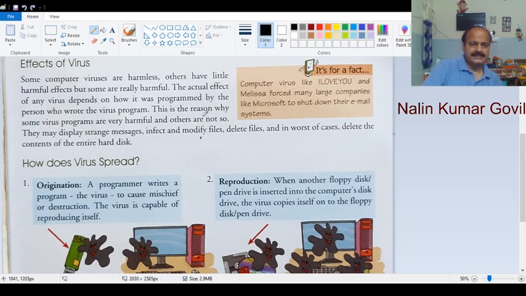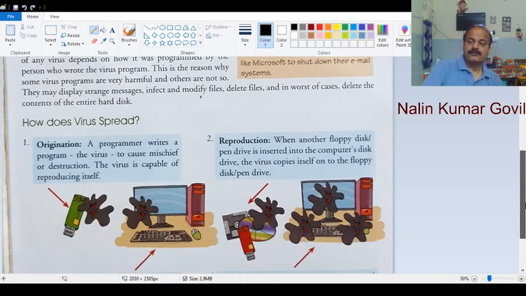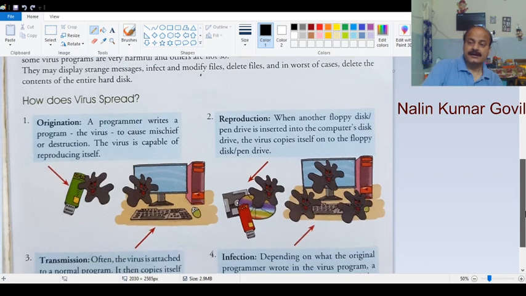A dangerous virus actually infects and modifies files, deletes files, and in the worst of cases deletes the contents of the entire hard disk. So some viruses remove the whole contents from your hard disk.